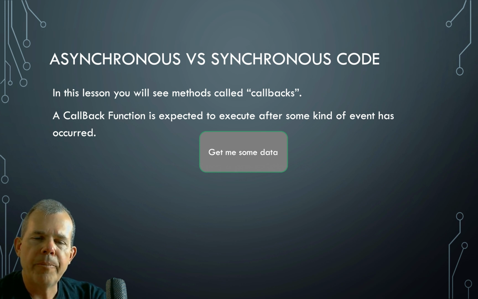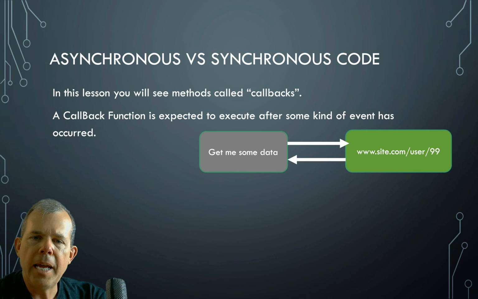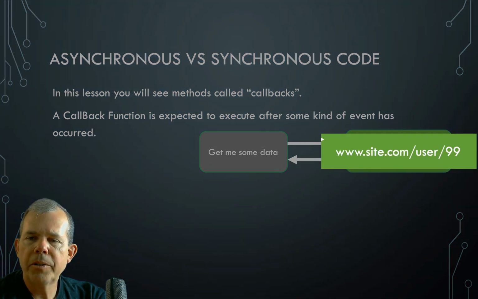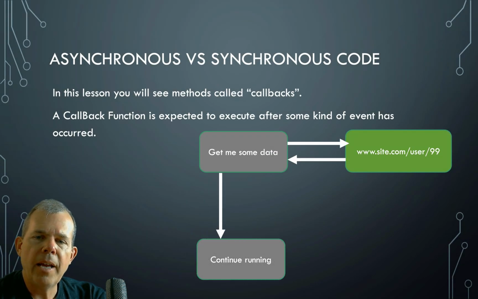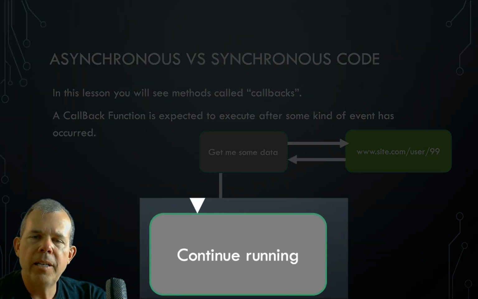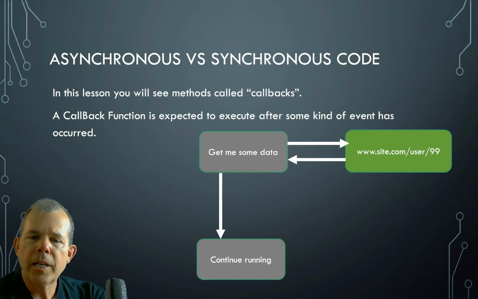So let's take an example here. I have some code in this gray box, and its function says, get me some data. It says I want to go to a website, a URL, an API, let's say, and I want to get some user data. It looks like we're looking for user number 99. Now, that's going to take some time because of the network traffic, and it could be on the other side of the world. It might take a couple of seconds for that response to happen. And so we're not going to sit around and wait for it. We're going to jump right into the next item in the program. So we're going to continue running. That's the asynchronous mode. And we're going to just forget about our network request and let it catch up later.